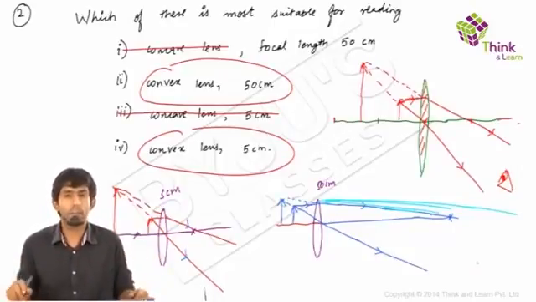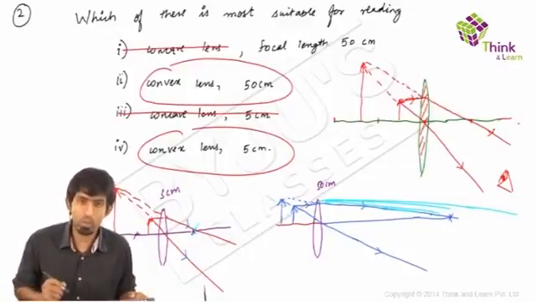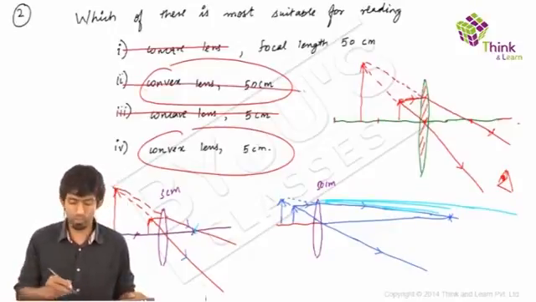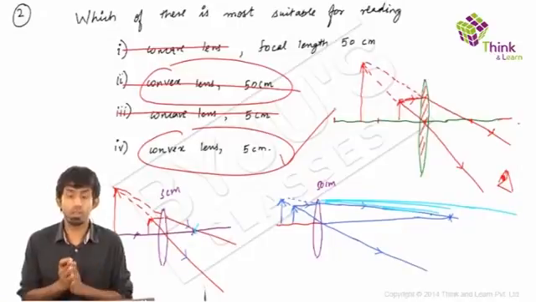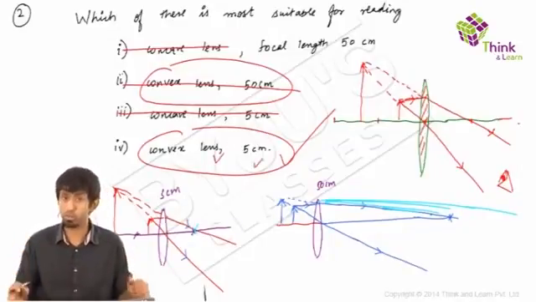Is that what we want? No, right? You want a good magnification. So the smaller and smaller the focal length, the better is going to be the magnification. So which one do we choose now? That's right. The convex lens of 5 centimeters wins finally. So to read, a convex lens with a focal length of 5 centimeters would be really suitable.